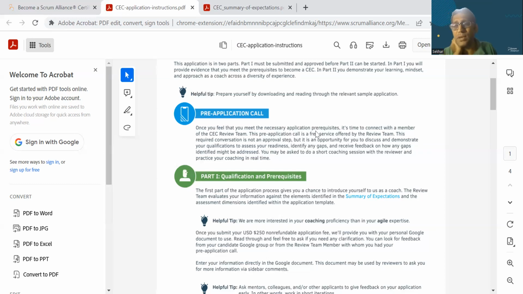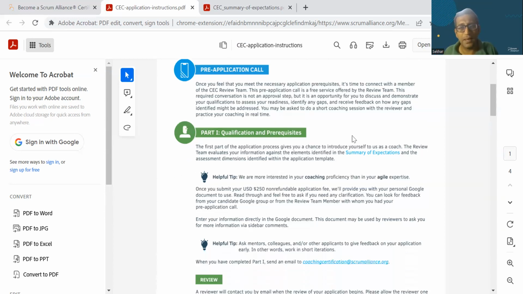Based on the conversation with the reviewer itself, you yourself will know from the reviewer feedback that, hey, you have a great coaching mindset, or you're still a consultant. You need to work on your professional coaching skills, something like that. You get some feedback at the end of the conversation from the reviewer.